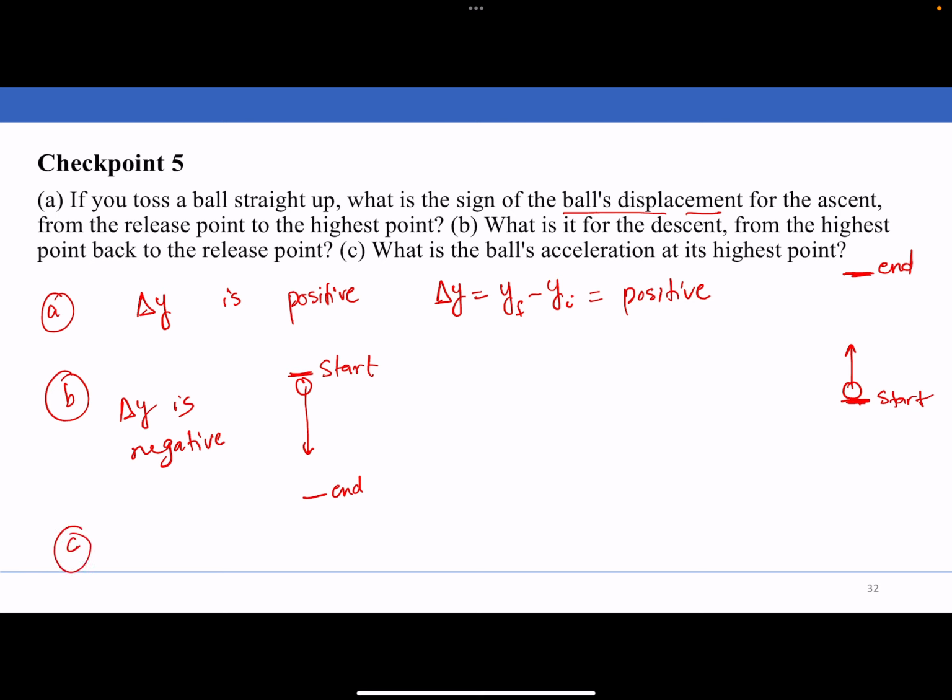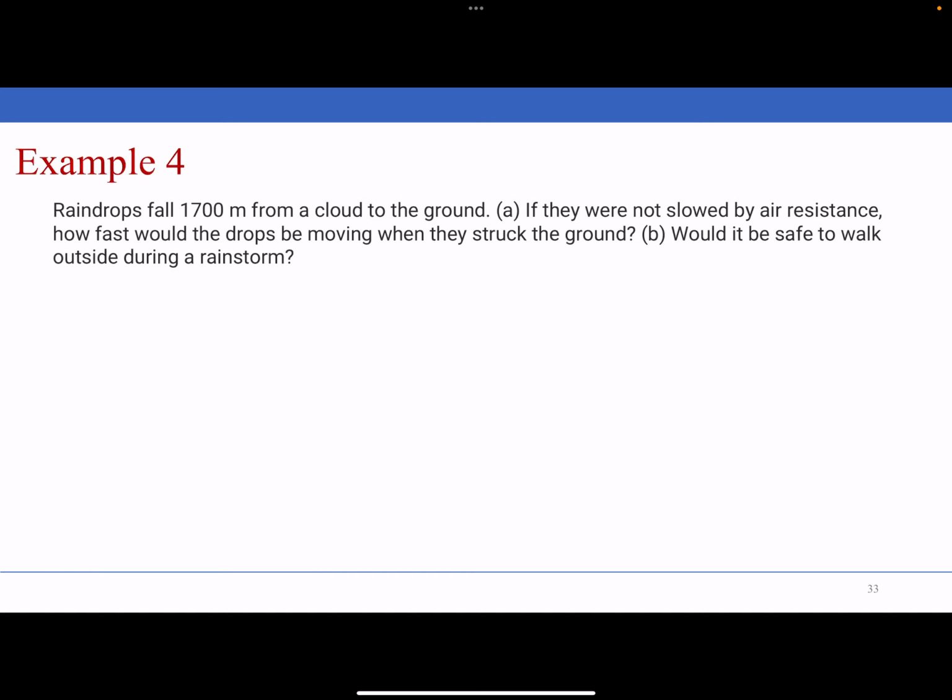Part C says, what is the ball's acceleration at its highest point? No matter where the ball is throughout the trip, going up or coming back down, acceleration is always negative 9.80 meters per second squared. It remains constant. Just wanted to go over that quickly. In this example, let's look at that.